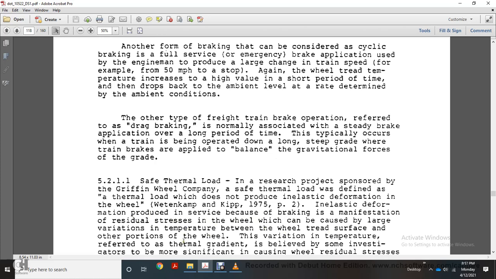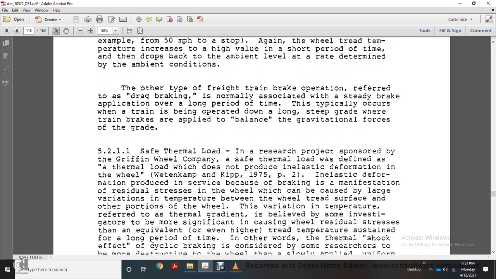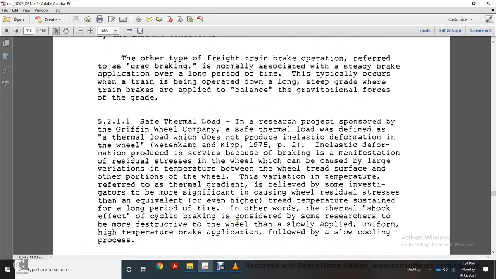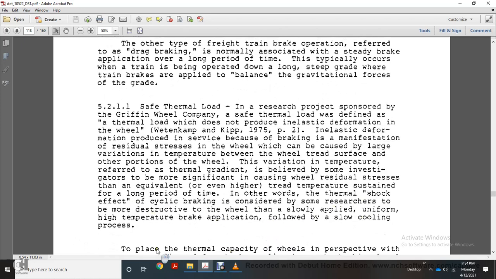The variation of the temperature, referred to as thermal gradient, is believed by some of the investigators to be more significant in the cause of the wheel residual stress, equivalent or even higher than the high tread temperature sustained for a long period of time. In other words, the thermal shock of the effect of cyclic braking is considered by some of the research to be more destructive to the wheel than the slowly applied uniform high temperature brake application followed by a slow cooling process.